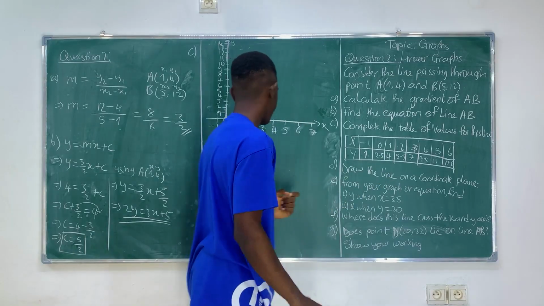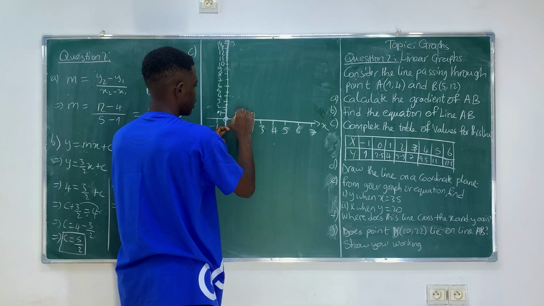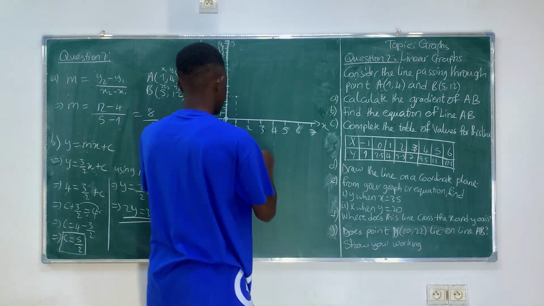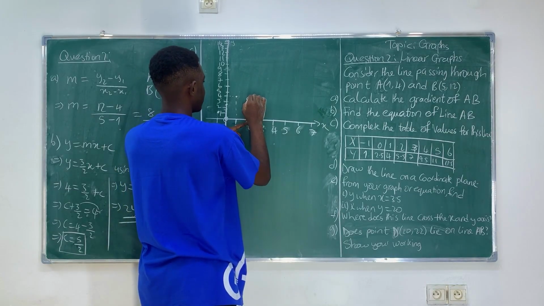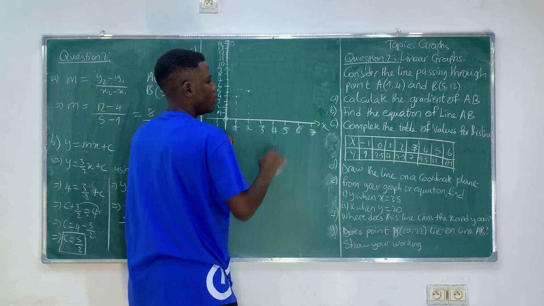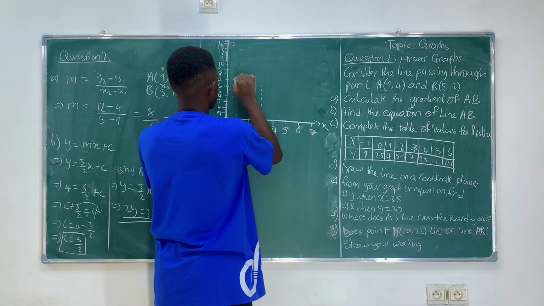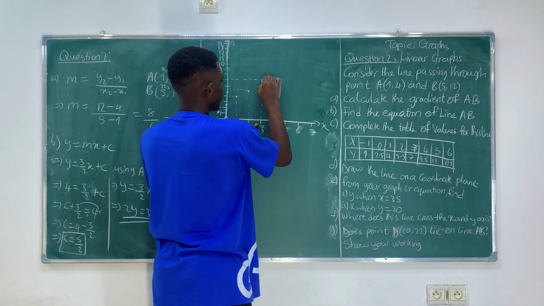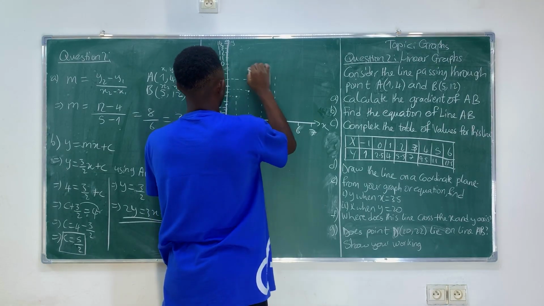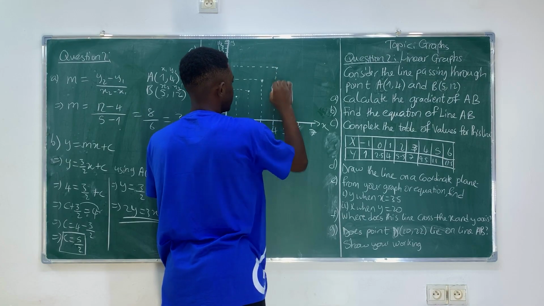When x is 1, y is 4. When x is 1 here, y is at the 4 point. When x is 2, y is 5.5, in the middle of 5 and 6. When x is 3, y is 7. When x is 4, y is 9.5, in the middle of 9 and 10.